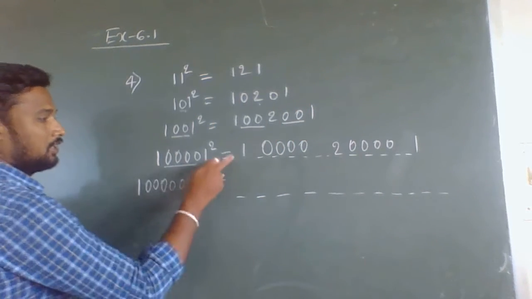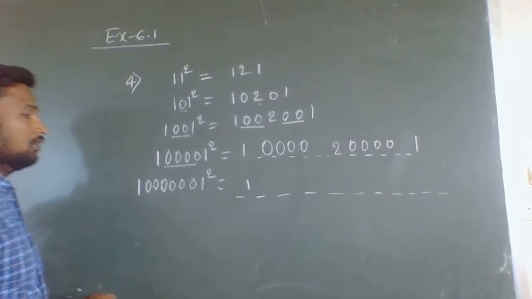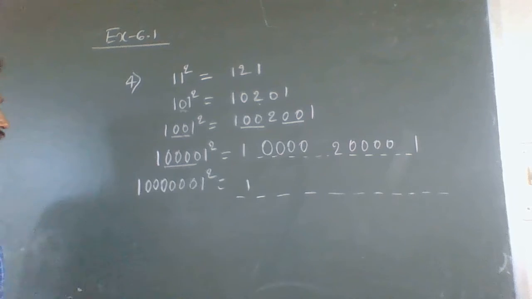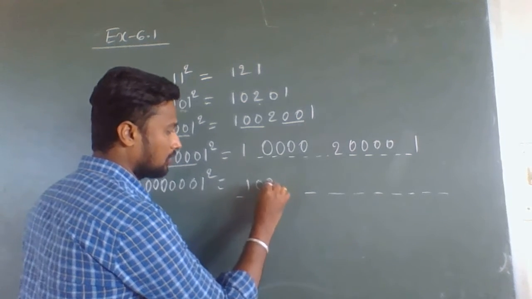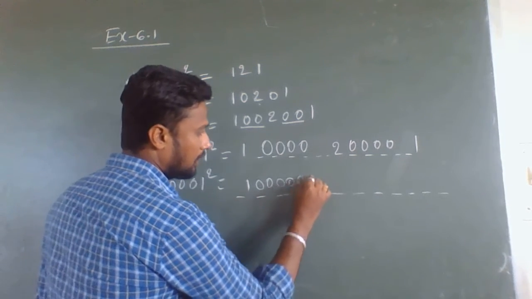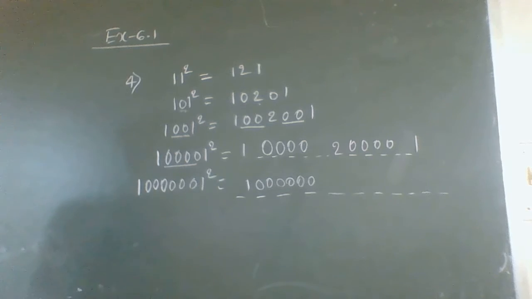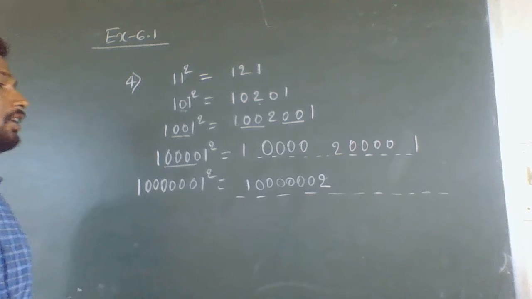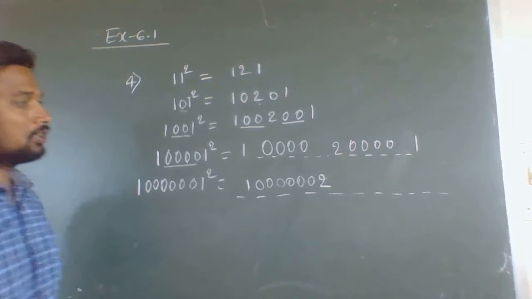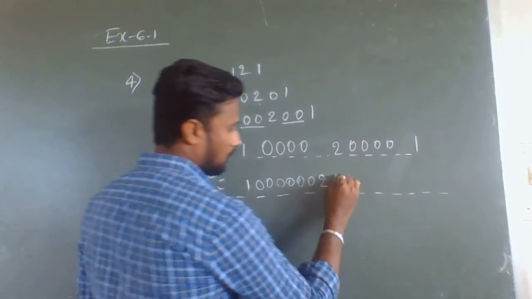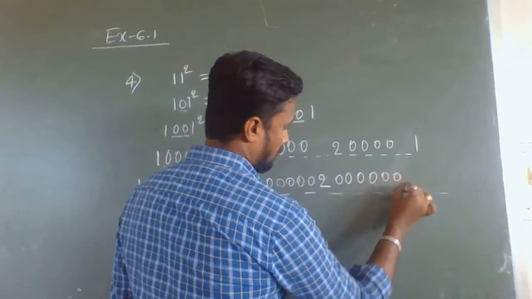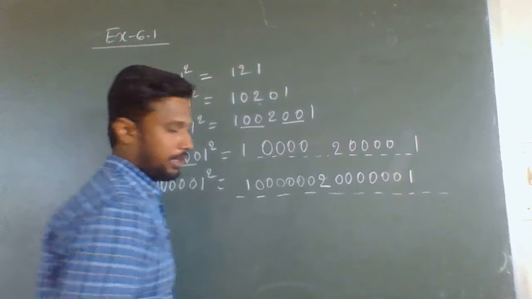So first I will write 1. After 1, how many zeros are there? 1, 2, 3, 4, 5, 6. So here I will write 6 zeros. Now after 6 zeros we should write 2 and again how many zeros? 6 zeros. So 1, 2, 3, 4, 5, 6. After 6 zeros we should write 1.